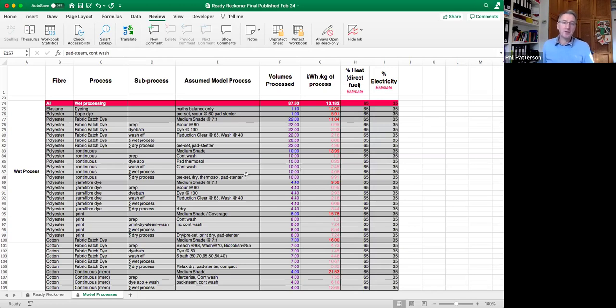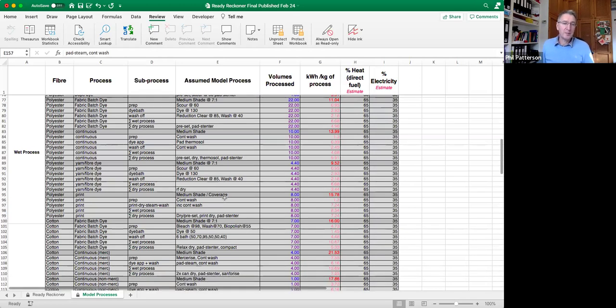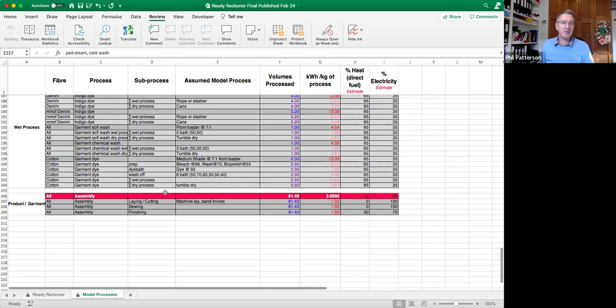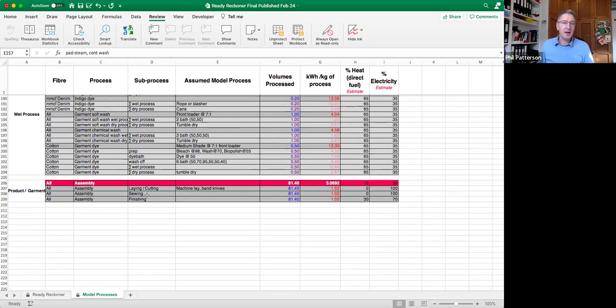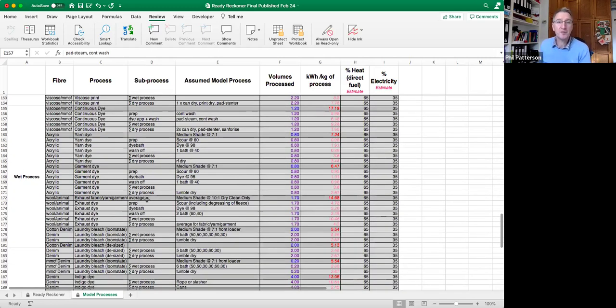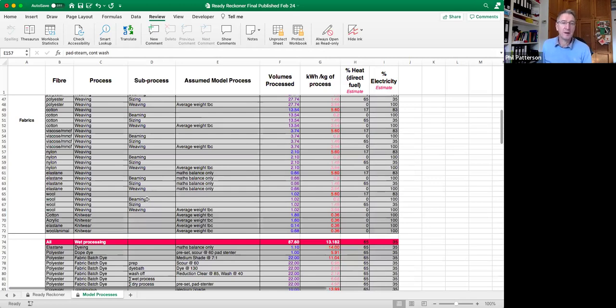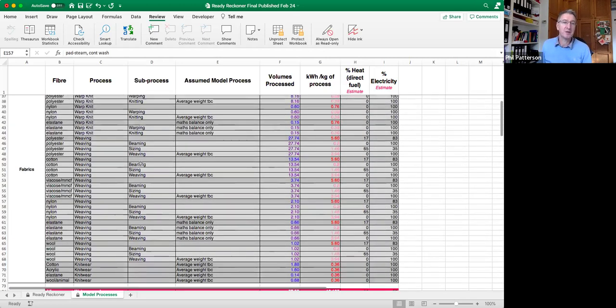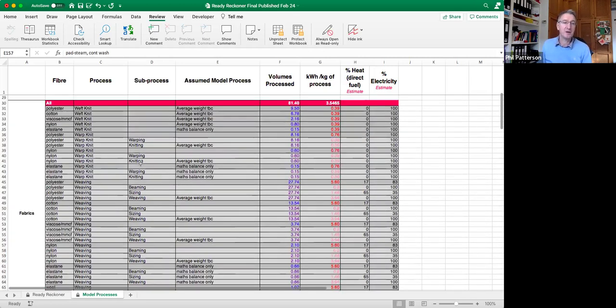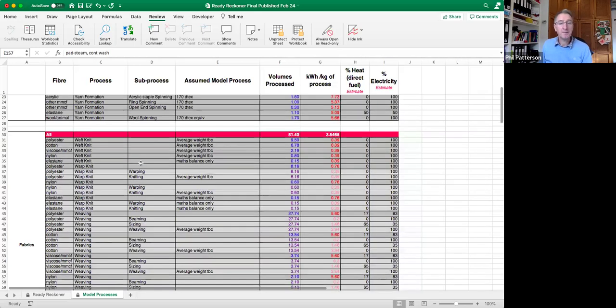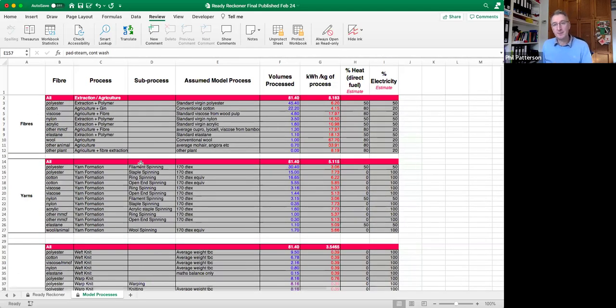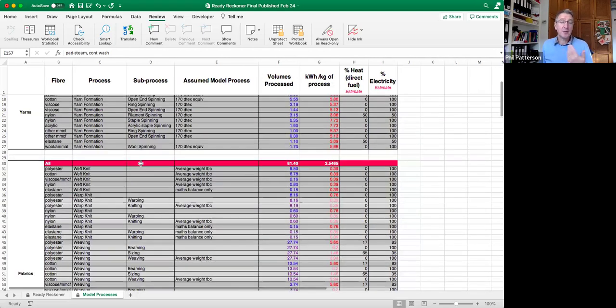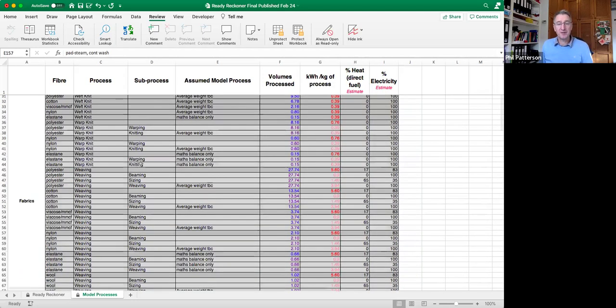And we've got model processes for all wet processes. We've got separated out for garment manufacture, sewing, laying, and laying, sewing, and finishing. We've got different processes separated out for fabrics in terms of the beaming, sizing, and weaving, and the beaming and knitting for weft knit. And we've got this for the whole supply chain in there. So when you're calculating your effectiveness, please use this as a guide.